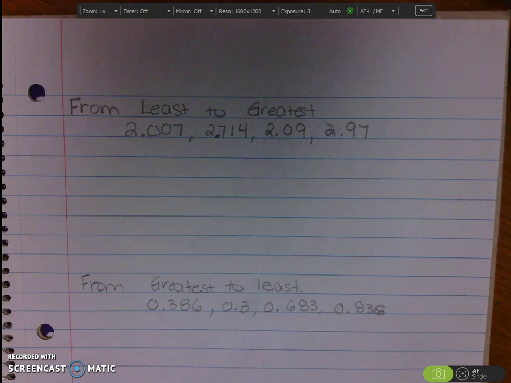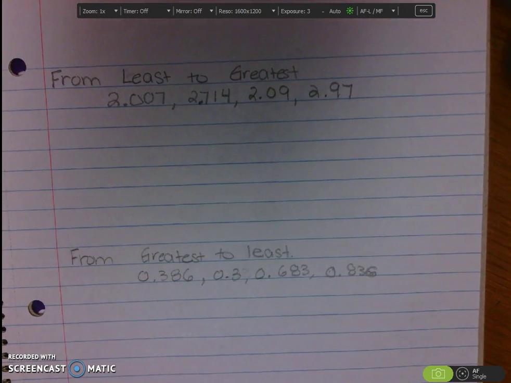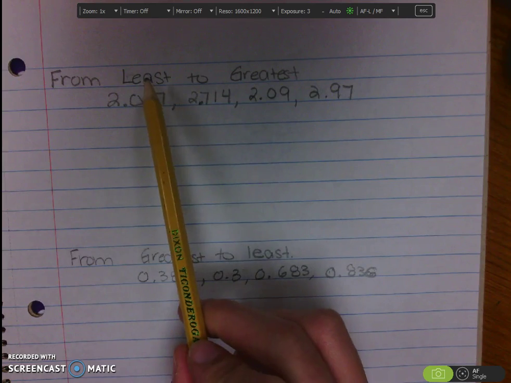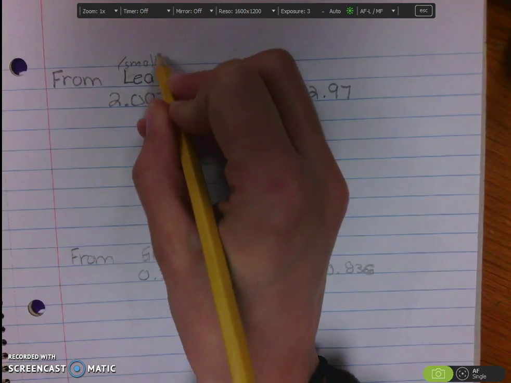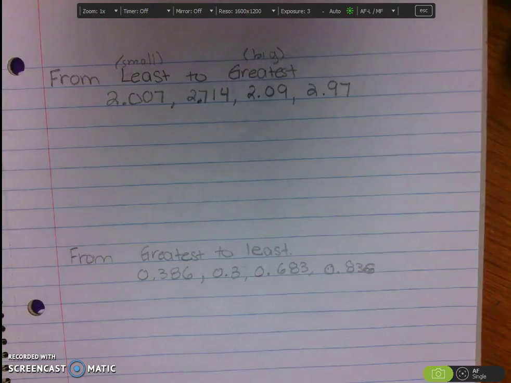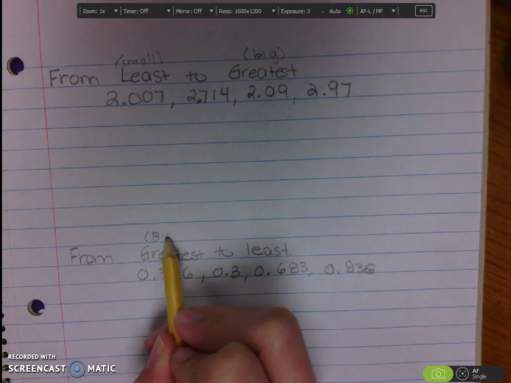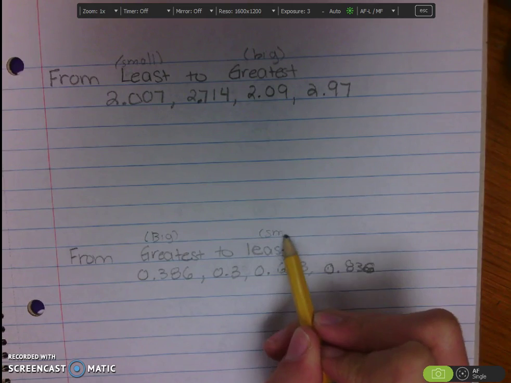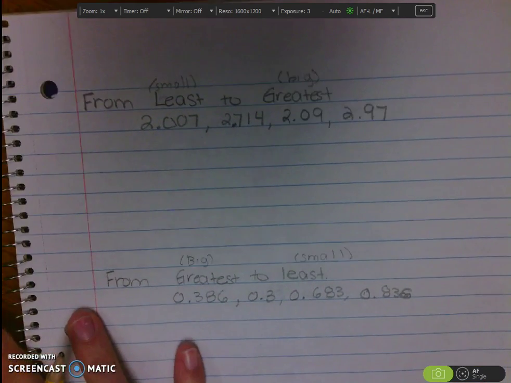Now, if you notice in the 2 examples that I have here, there are different instructions, and that's something you have to be really careful about. Sometimes you're going to be asked to put them from least, which is smallest, to greatest, the biggest. And sometimes it's going to be flip-flop, where you're going to put them in order from biggest to smallest. So you need to be careful to read the instructions, okay? Let's look at the first example.